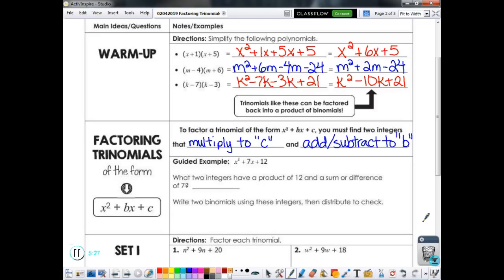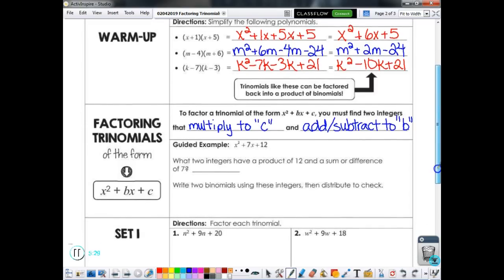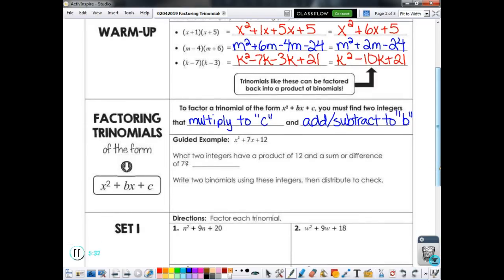So here's an example. I have x squared plus 7x plus 12, right? Okay, I need to find two integers that have a product of 12 and a sum or difference of 7. So c is my 12, right? So the 12 is the c right here. Does that make sense? That's what we're talking about here. They have to multiply to c, and then they have to add or subtract to 7, just a 7, which is the b. Does that make sense? So I need two numbers.